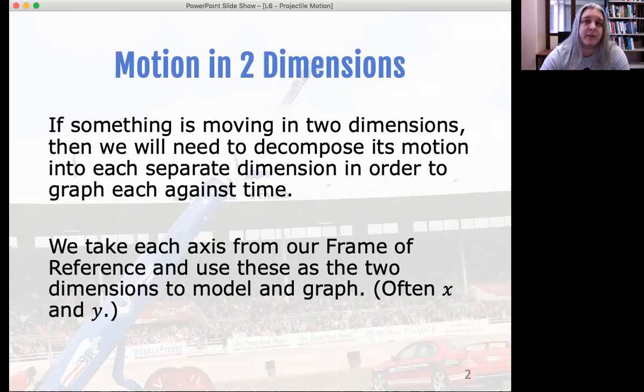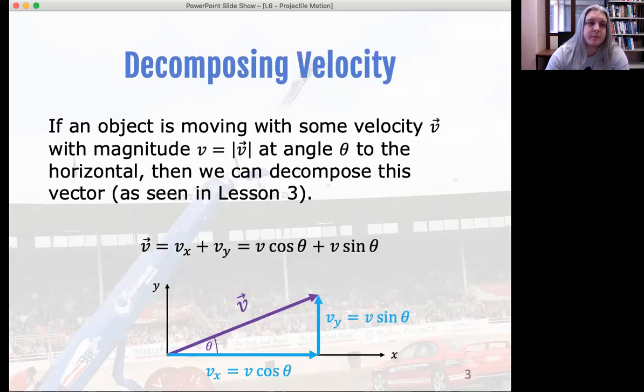So often we'll use X and Y. And whenever we've got 2-dimensional motion, as we talked about with graphs, we graph them separately, we treat them separately in a lot of ways, in fact. And so the best way to deal with projectile motion is exactly the same. We just break everything down into vertical and horizontal.